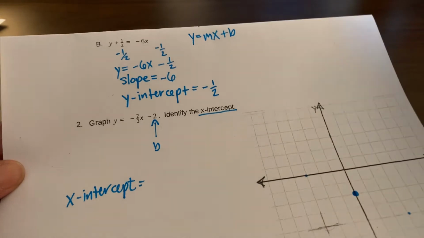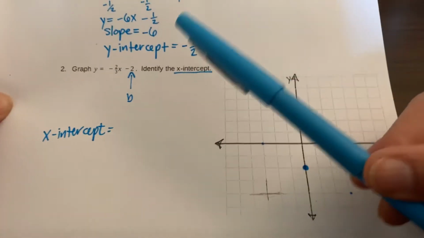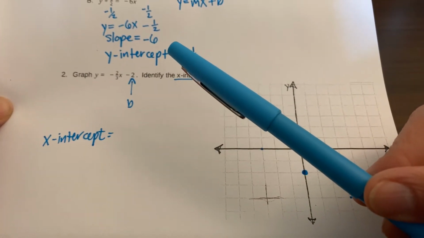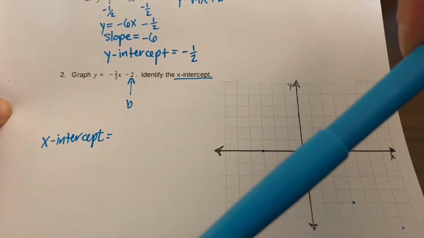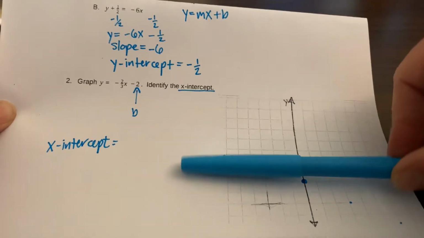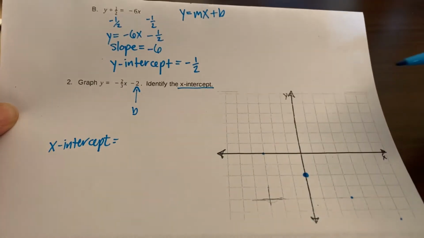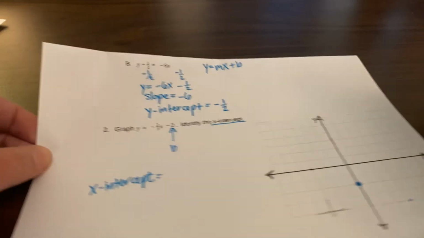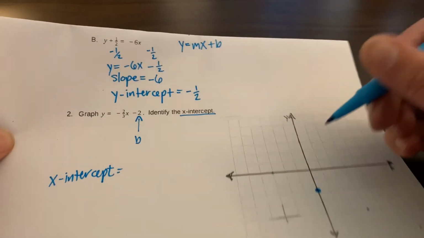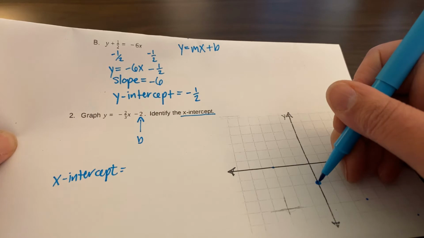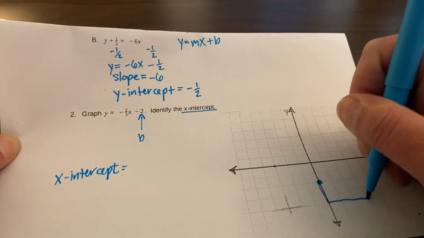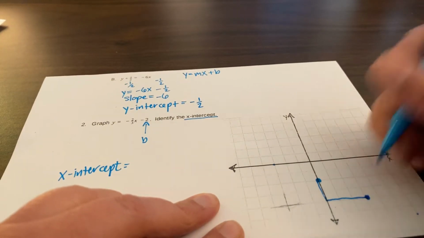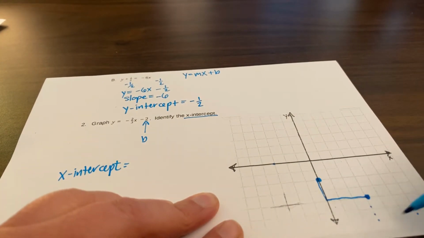Because it's negative, that means it goes downhill from left to right. If we end up plotting points and it's going uphill, we did something wrong, because that would have a positive slope. But we want something with a negative slope. Remember, slope is rise over run. So if my slope is negative 2/3, I would go down 2 units and to the right 3 units, and put a point. Then down 2 units and right 3 again, and put another point.